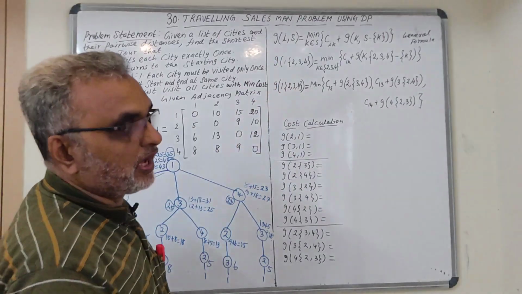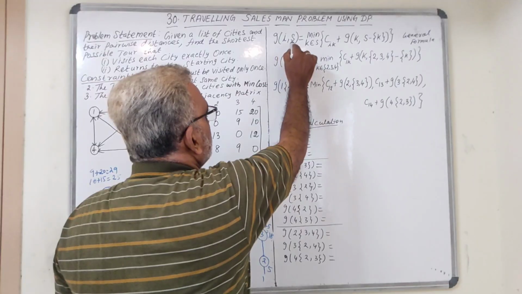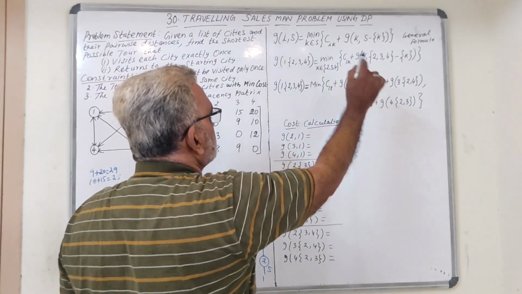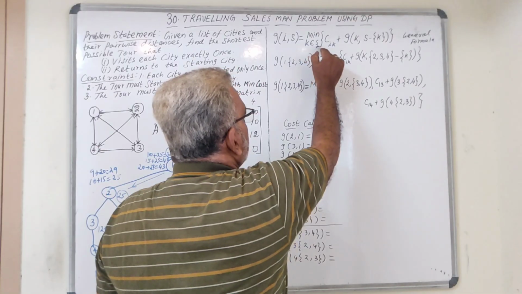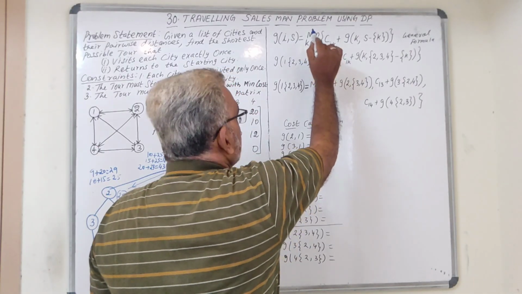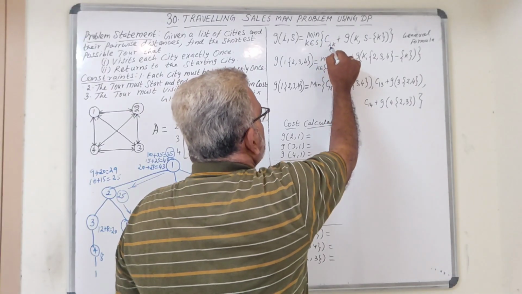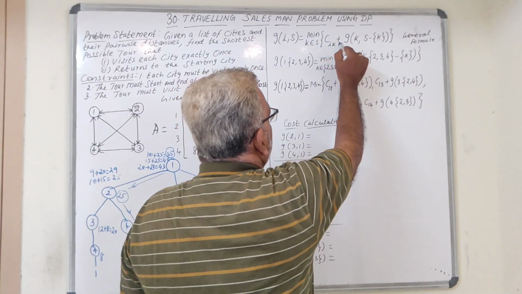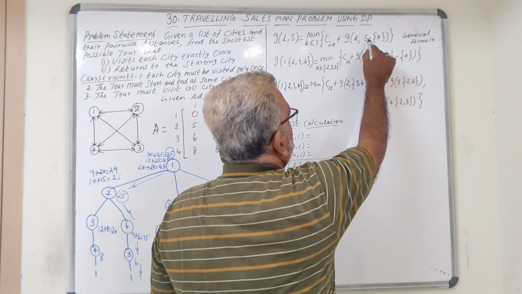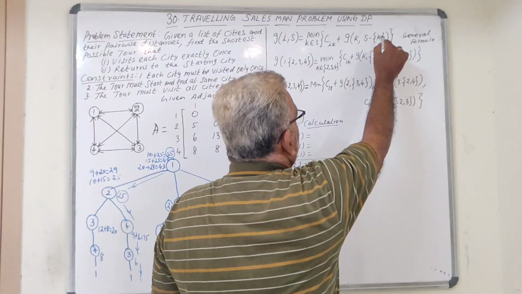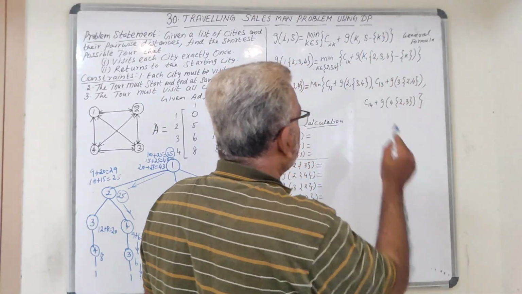So this is the general formula. The cost of the initial city and the remaining set of cities S, the minimum over the specified city K, which is a subset of the cities S. We have to consider the minimum value: the cost of reaching K, plus the cost of reaching from K the set of cities, eliminating this K, because K is included here.